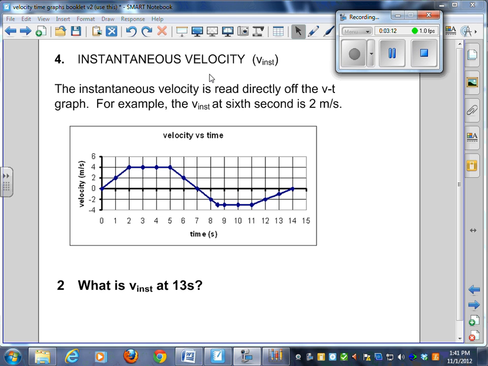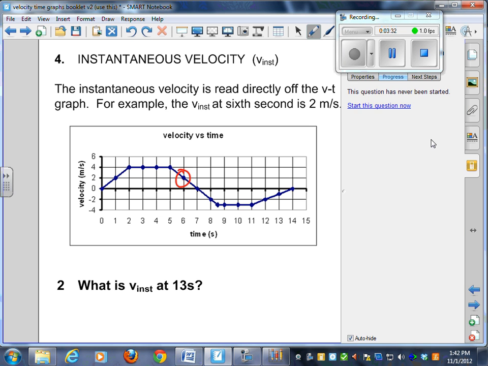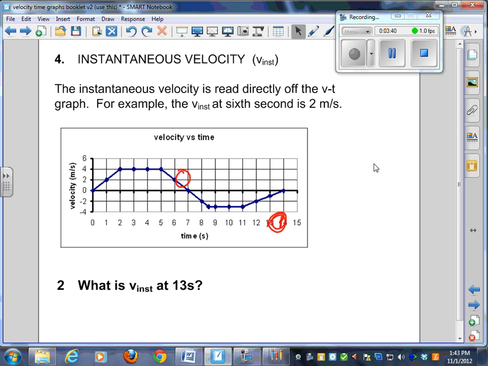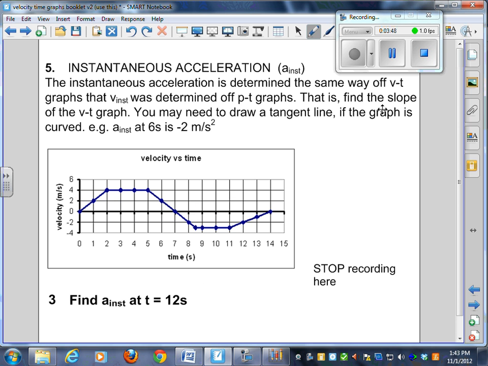Instantaneous velocity is easy. You simply read it directly off the VT graph. It's a graph of velocity, so you just read it off the graph. So, instantaneous velocity at 6 seconds, right? 6 seconds is right there. The velocity is 2. I'm asking you, what's the velocity at 13? Go. Correct answer is -1. It's right there. -1. It's a graph of velocity. Okay. Last one.